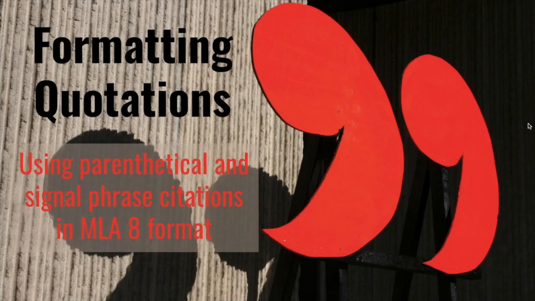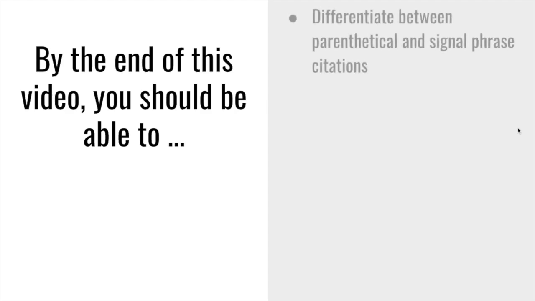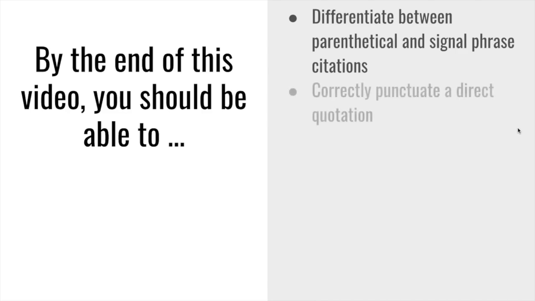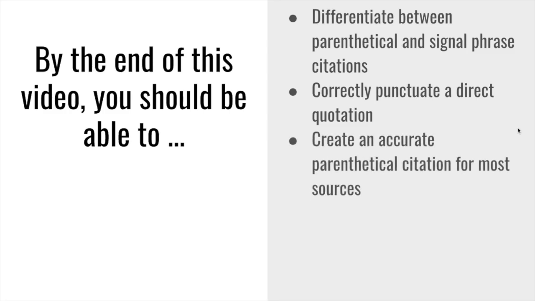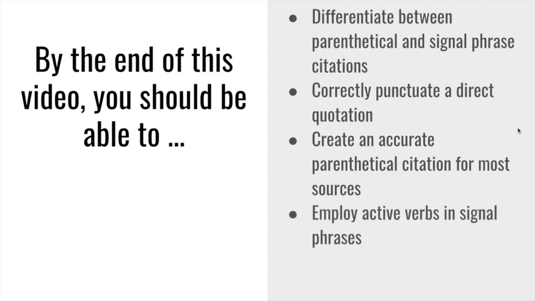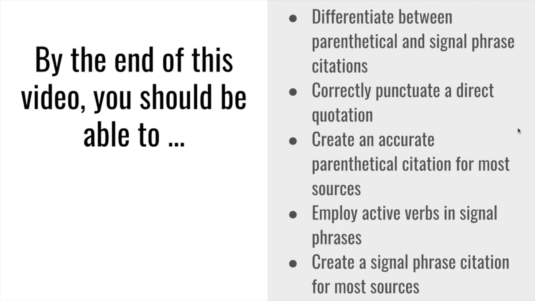So this is going to be a quick tutorial about how to format quotations using parenthetical and signal phrase citations in MLA 8 format. By the end of this video, you should be able to differentiate between parenthetical and signal phrase citations, correctly punctuate a direct quotation, create an accurate parenthetical citation for most sources, employ active verbs and signal phrases, and create a signal phrase citation, again, for most sources.